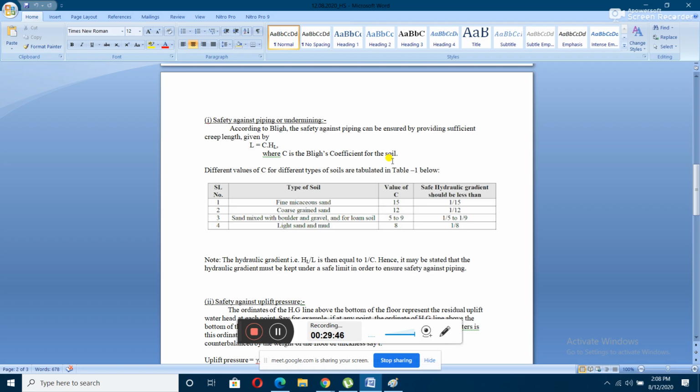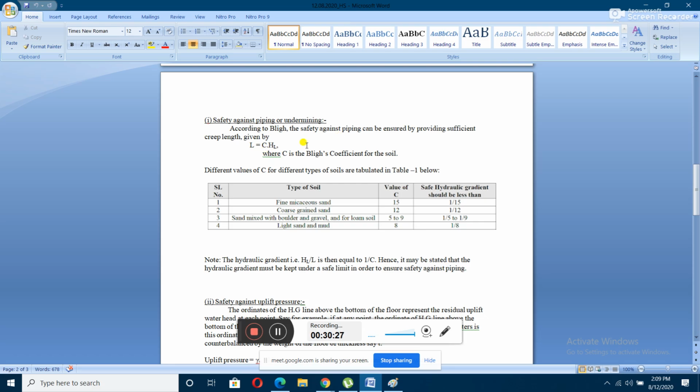What was the hydraulic gradient? That is HL by L, right? So the reciprocal of HL by L is L by HL. He named that L by HL as capital C, which is known as Bligh's coefficient for the soil. If we cross multiply, we get L equal to C times HL. We already know the value of the total head loss HL from the particular dam or river work we have constructed.